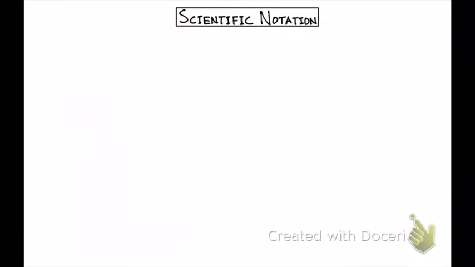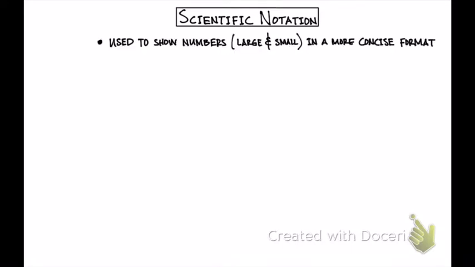So in chemistry, we deal with a lot of large numbers, extremely large numbers, and sometimes extremely small numbers. And we don't want to keep writing a bunch of zeros. And so we have to find a way to simplify these large numbers or small numbers. And so we use scientific notation. And scientific notation is basically used to show numbers, large and small, in a more concise format. You can think of it like a shortcut, a simplified version of a large number or a small number.